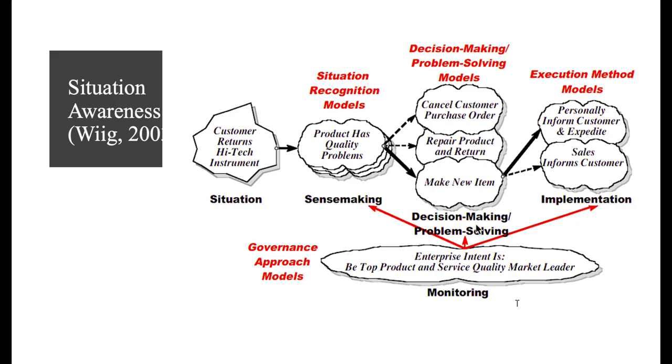Whether you return, whether you make a refund, or you cancel the customer's purchase order, repair the product and return it, make a new item. So this is like brainstorming some of the solutions that you can implement. And again, this is not very complicated if you are familiar with this kind of situation, but in life, the same thing could happen.